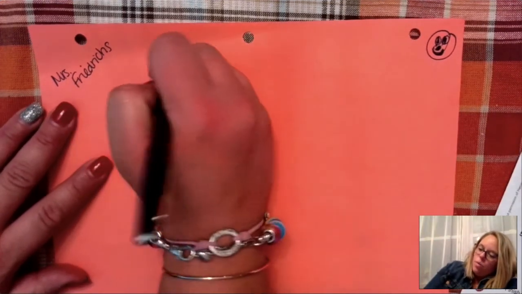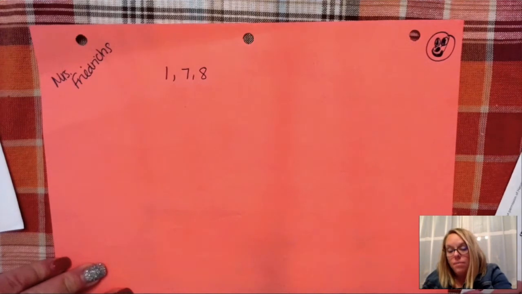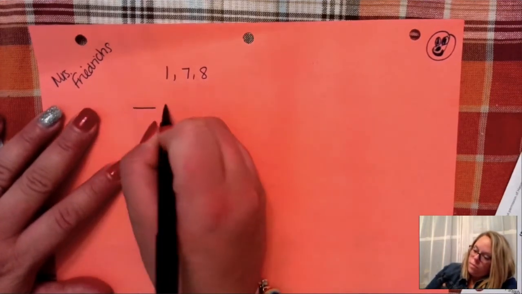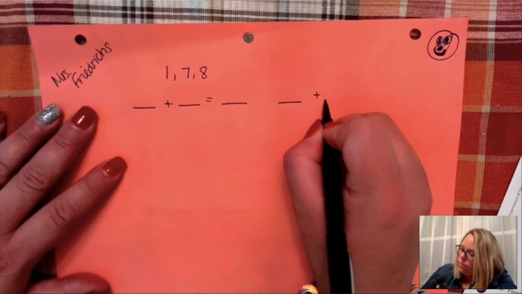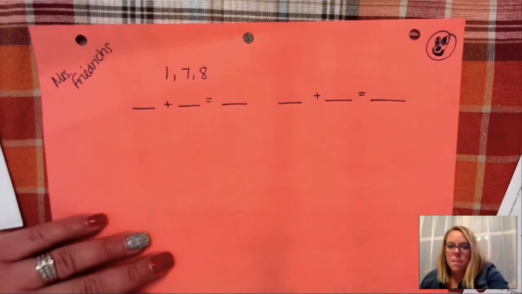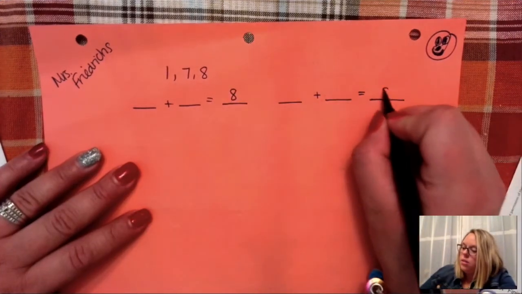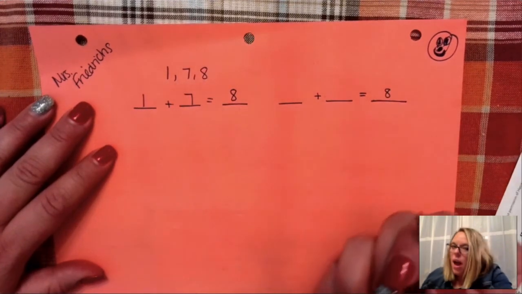We have the numbers 1, 7, and 8. How many addition facts are we going to write? 2. How many subtraction facts will we write? 2. Go ahead and first write the 2 addition facts using these numbers on your paper. Remember, they have to equal our largest number, which is 8. And those are the only numbers I can use. I cannot make up another number.